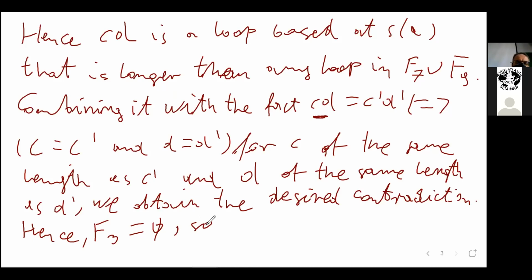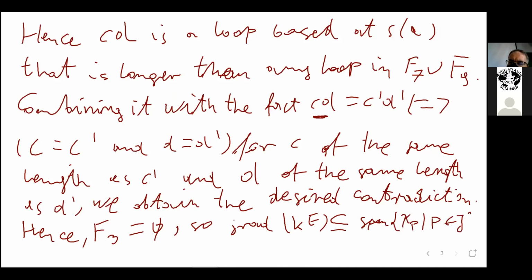And when it is empty, we have the other inclusion. Span. Which ends the proof of the theorem.